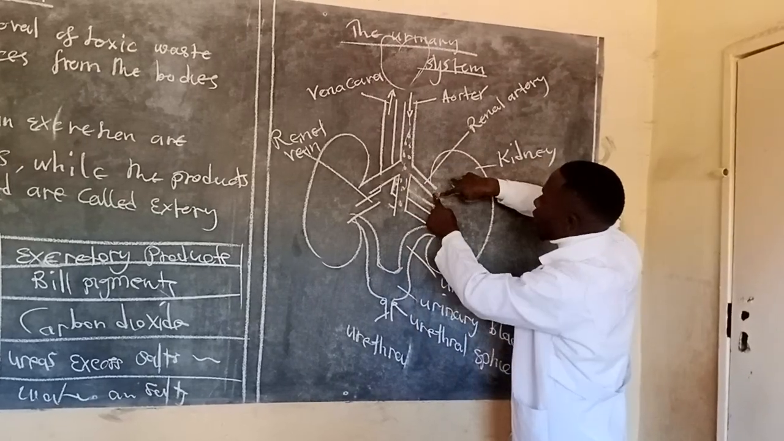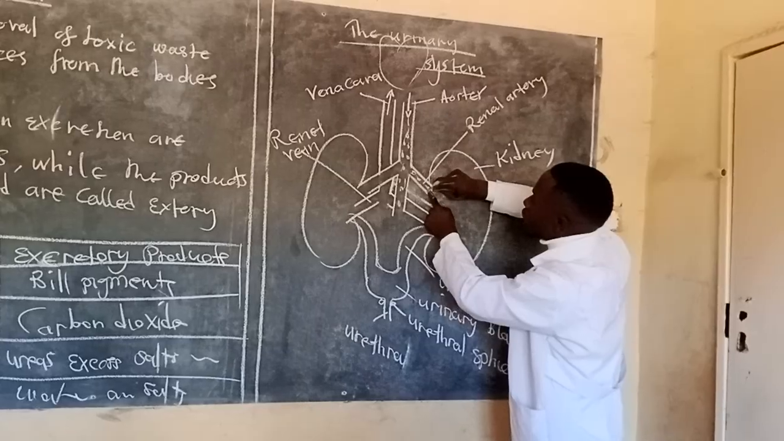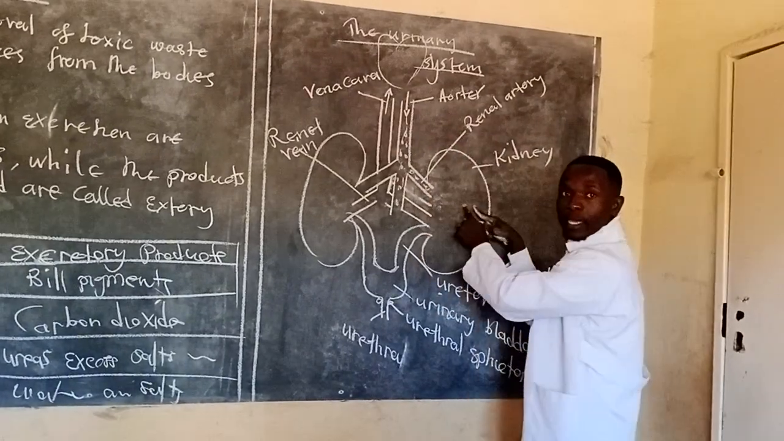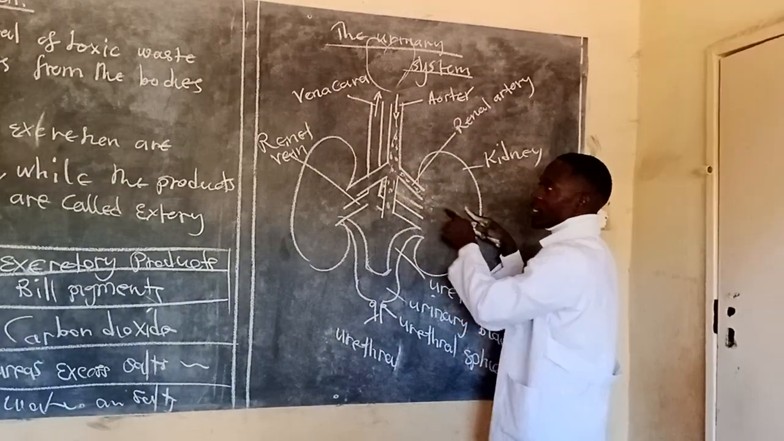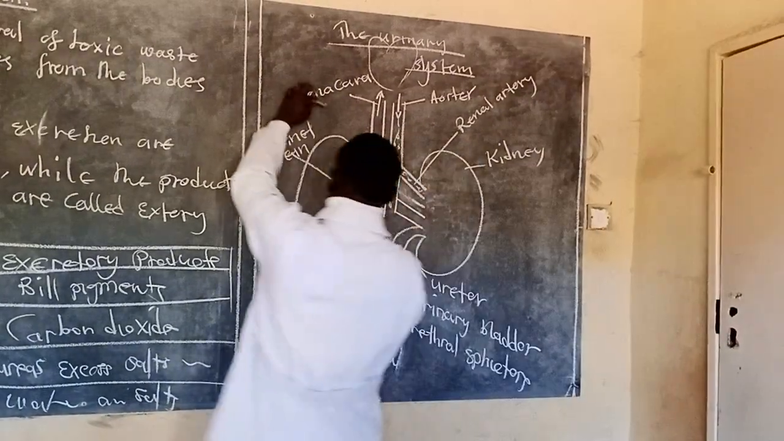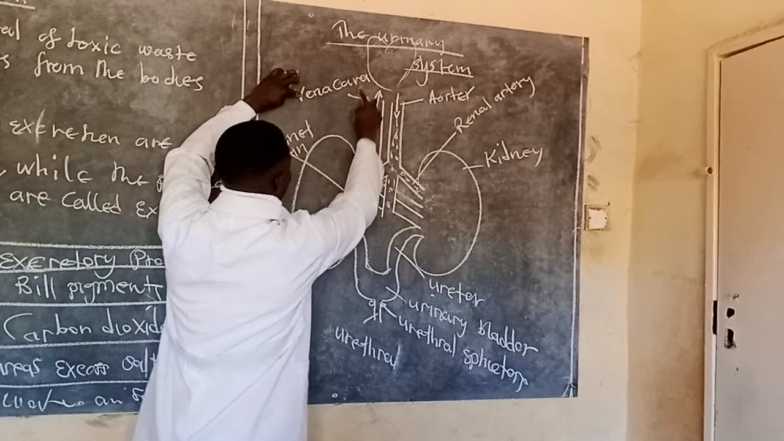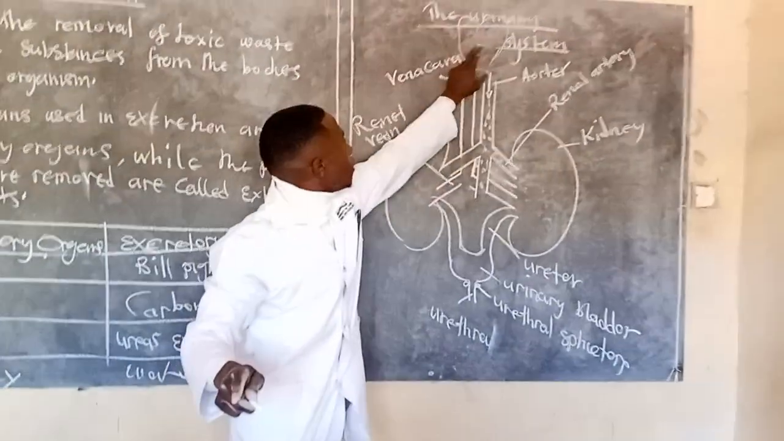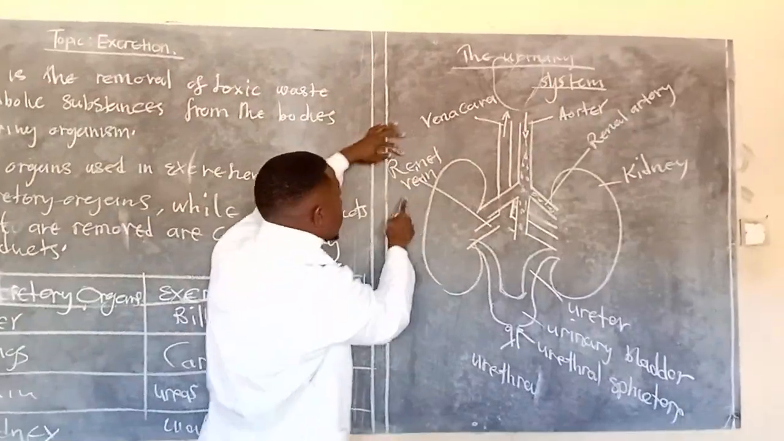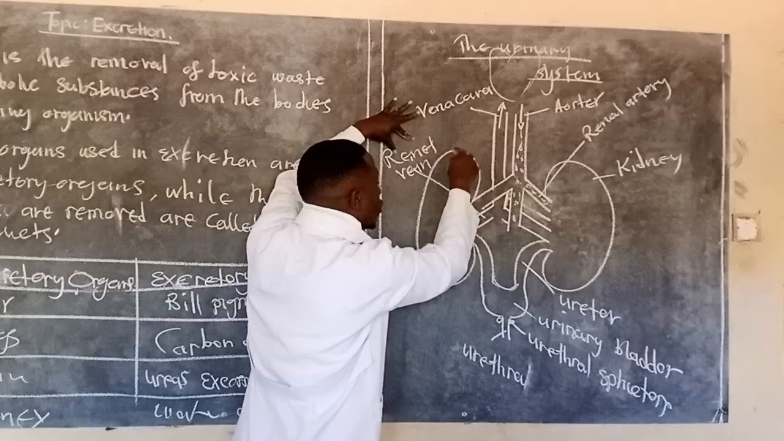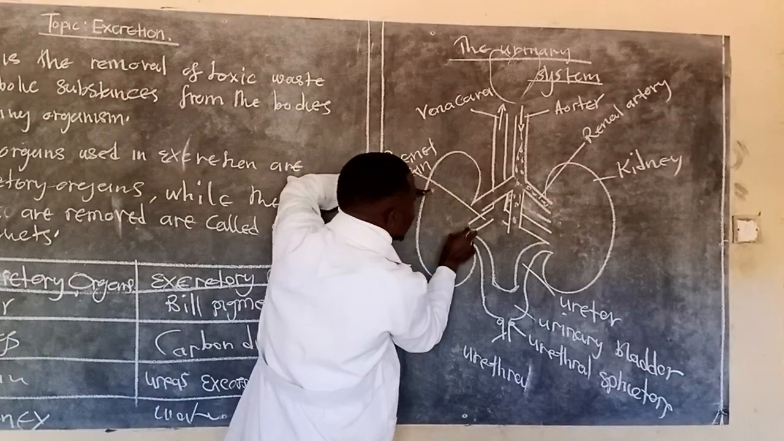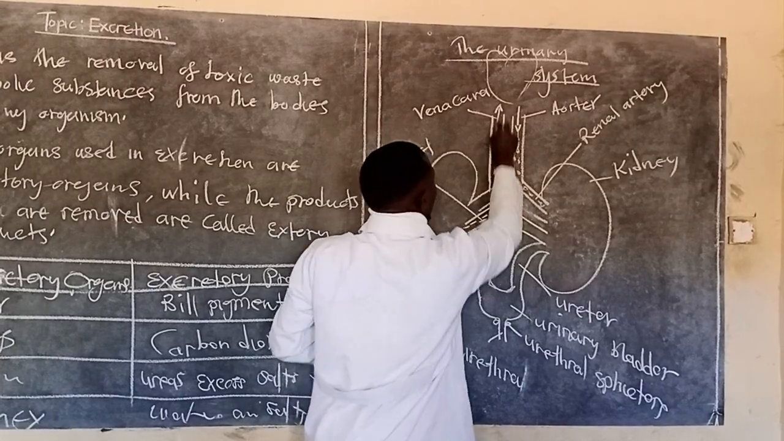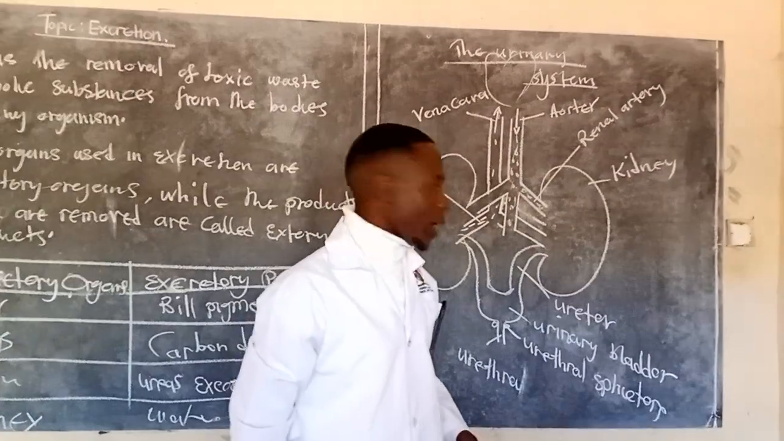Now, the function of the renal artery is to carry oxygenated blood from the aorta towards the kidney. Are we together? From the aorta towards the kidney. The function of the vena cava is to carry deoxygenated blood from the other parts towards the heart. And the function of the renal vein is to carry deoxygenated blood from the kidney towards the vena cava, and the vena cava will transfer it towards the other parts.